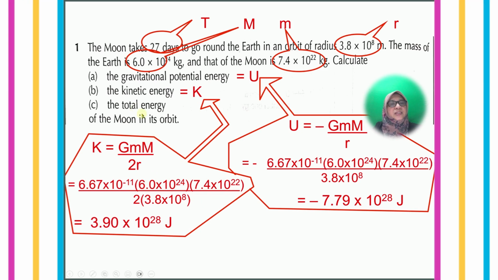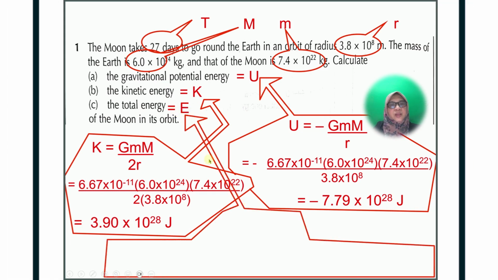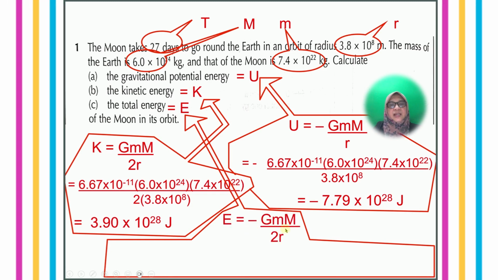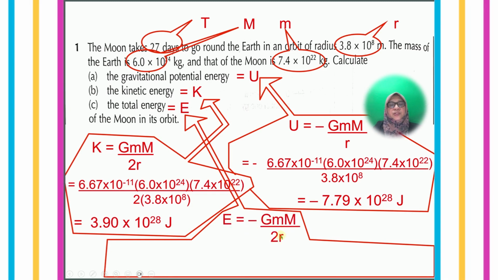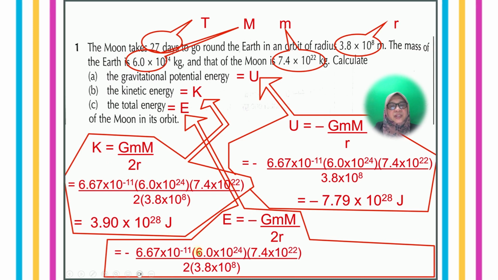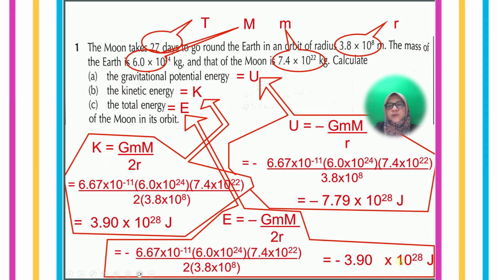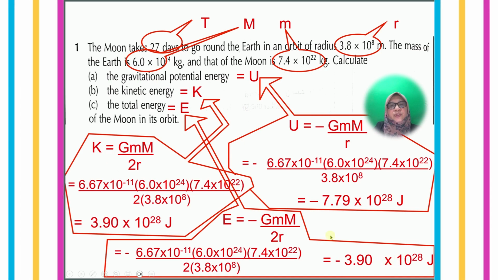Next, the total energy. The symbol used is E. The formula for total energy is negative GMm over 2R. So the formula for E is the same as K, except that it has a negative in front. We substitute all the values, and the answer is negative 3.90 times 10 to the power of 28 joule. So be careful with the formula used in this question.